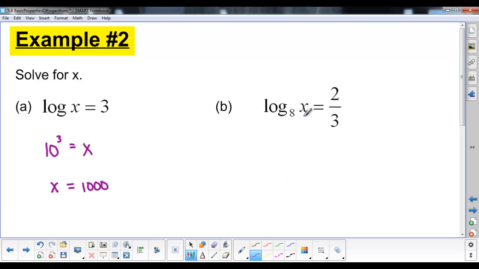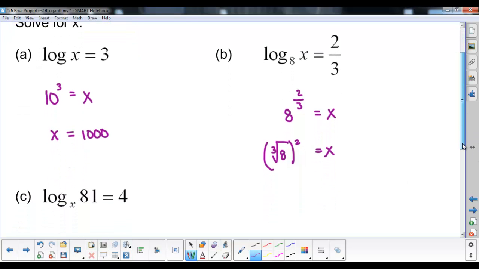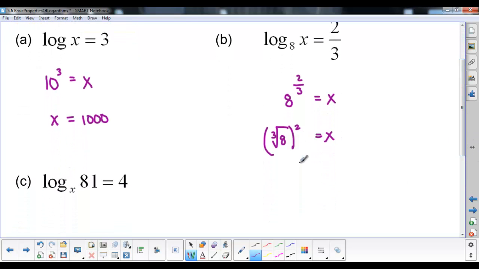Again, to solve for the argument here, we're going to change to exponential form. So base 8 raised to the power of 2/3 equals our argument x. Okay, whenever we have a fractional exponent, the denominator goes out front, so we're going to take the cube root of 8, and then we're going to take the answer of that and square it. When we go ahead and do that, well, the cube root of 8 is just 2, and 2 squared ends up being 4.